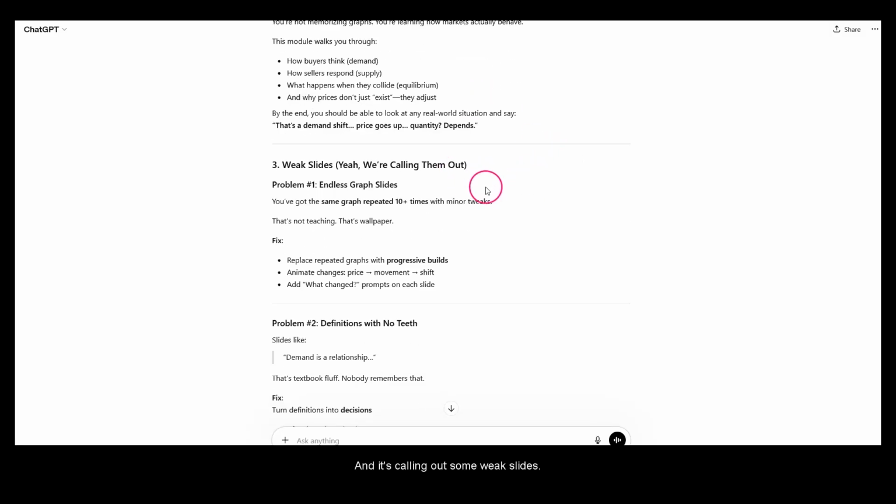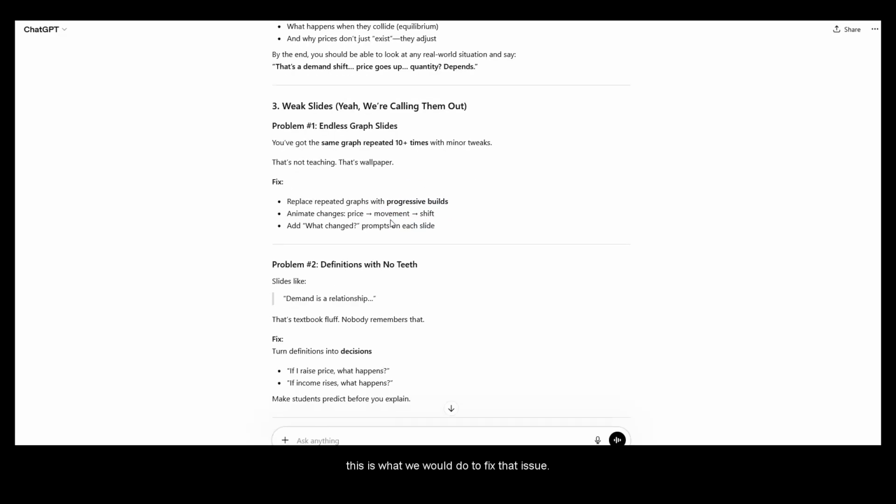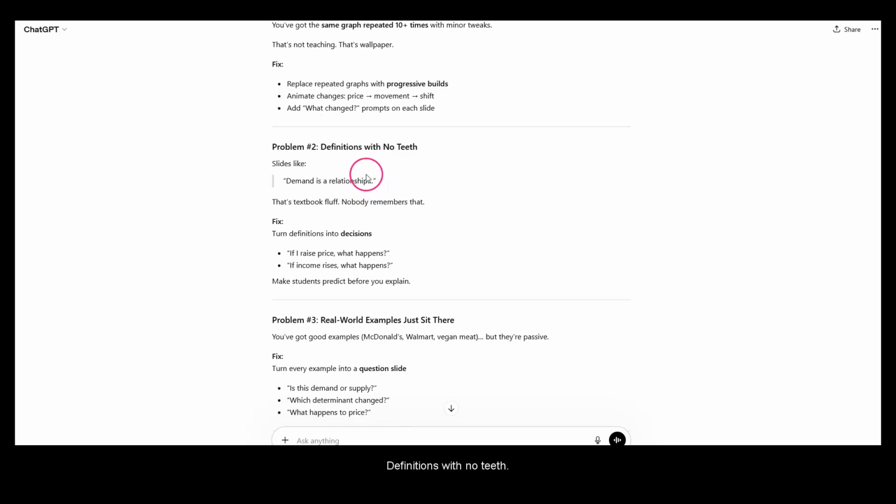Yeah, and it's calling out some weak slides. It's endless graph slides. I've got the same graph repeated 10 times. I did that for a specific reason, but here it's telling me, this is what we would do to fix that issue. Definitions with no teeth.